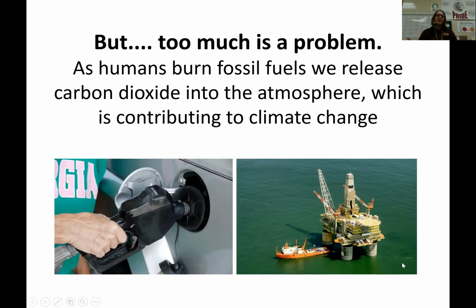But too much is a problem. As we are burning fossil fuels, releasing a bunch of carbon dioxide into the atmosphere, we're putting more in at a rate much faster than we're taking it out. And remember, that carbon dioxide traps heat and it's contributing to climate change. We're going to talk more about the greenhouse effect, greenhouse gases, and how humans are impacting that. But it's important to understand that fundamentally, this is all about an imbalance in the carbon cycle, that we're putting way more carbon dioxide into the atmosphere than we're taking out. And so we're going to talk about that some more.